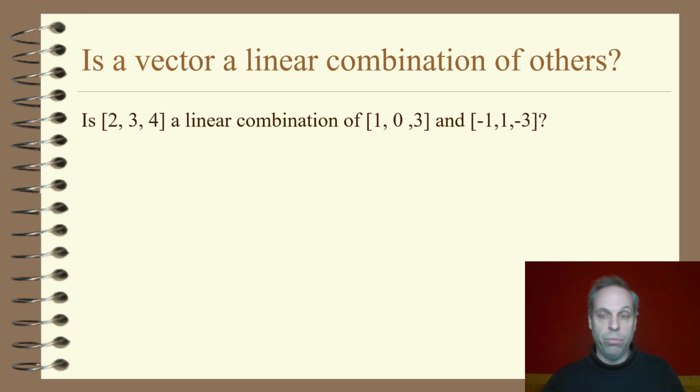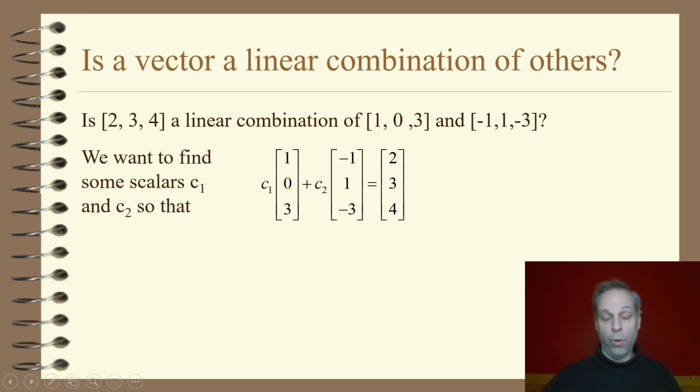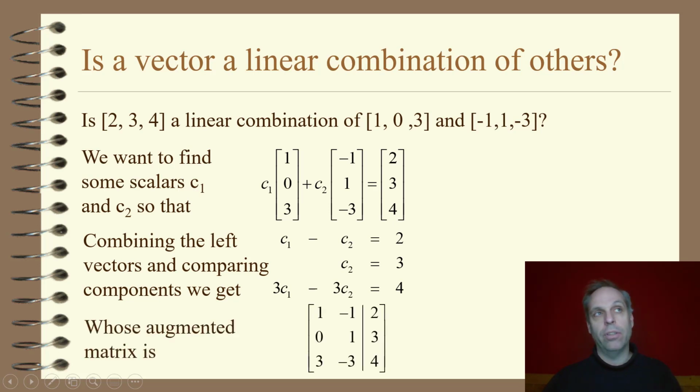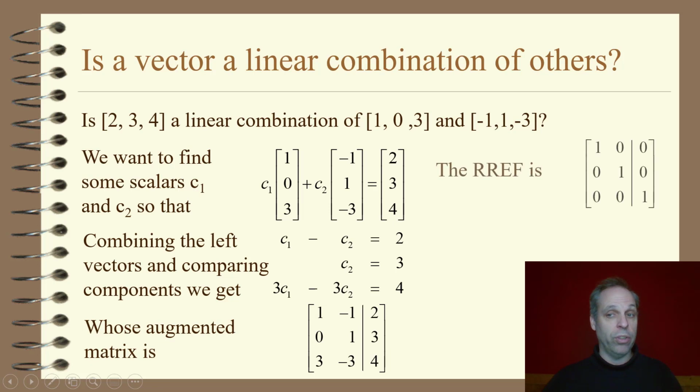To do so, it's pretty easy. We just repeat the steps I just did. I want to know, are there scalars c1 and c2 so that this particular algebraic statement is true? That can only be true if this linear system has a solution. To find that out, we look at the augmented matrix. We then row reduce it.